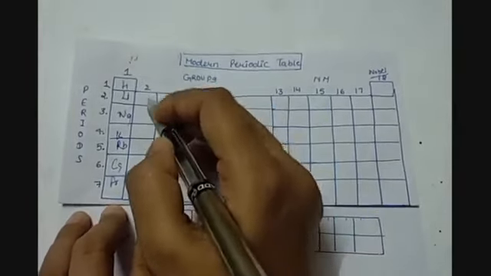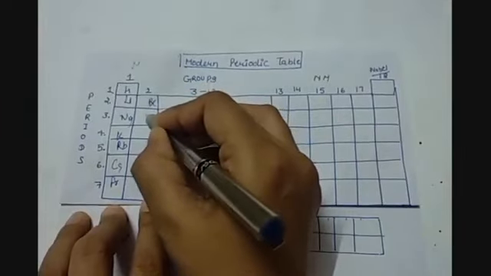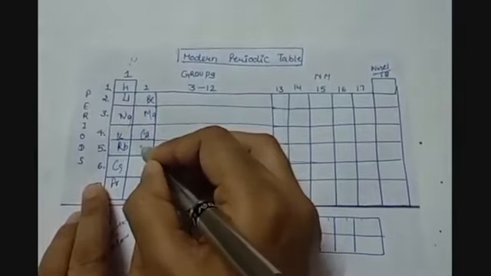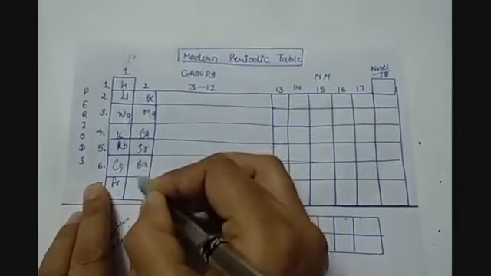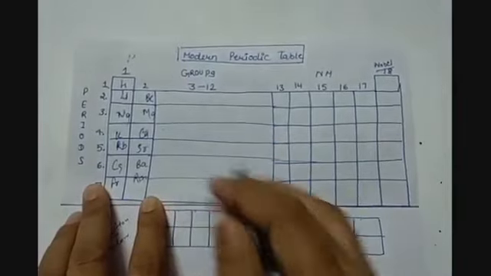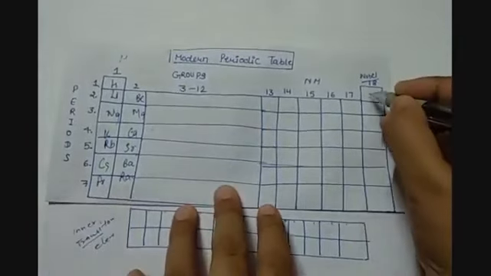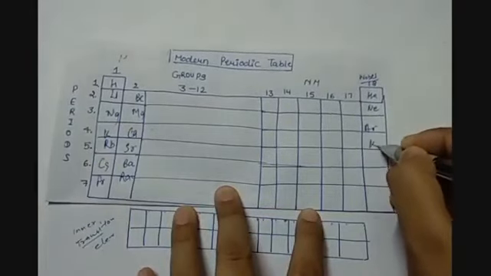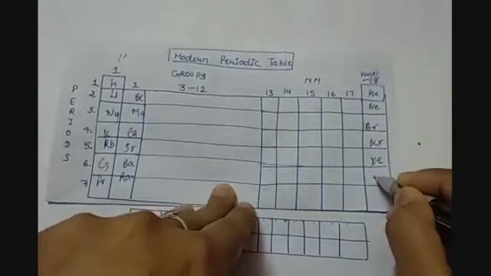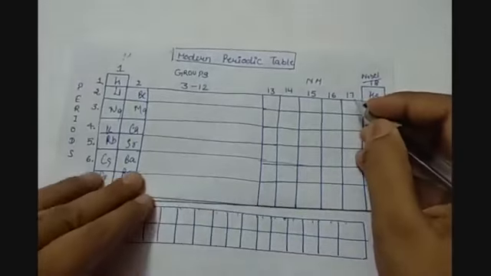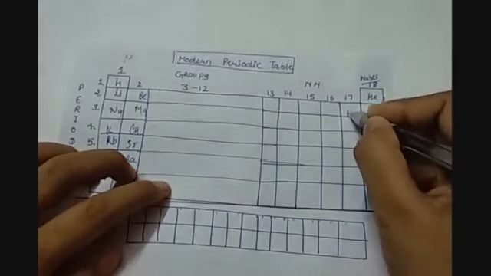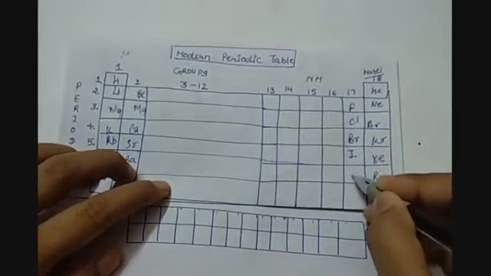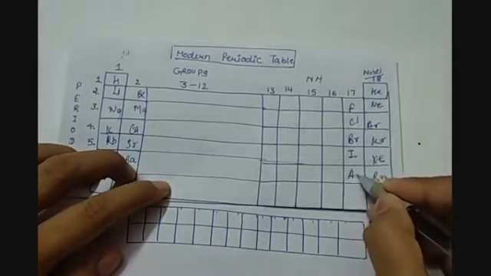In group number 2 we have beryllium, magnesium, calcium, then we have strontium, barium and radium. Then in the noble gases we have helium, neon, argon, krypton, xenon and radon. In group number 17 we have halogens, which are fluorine, chlorine, bromine, iodine and astatine, which is written as At.